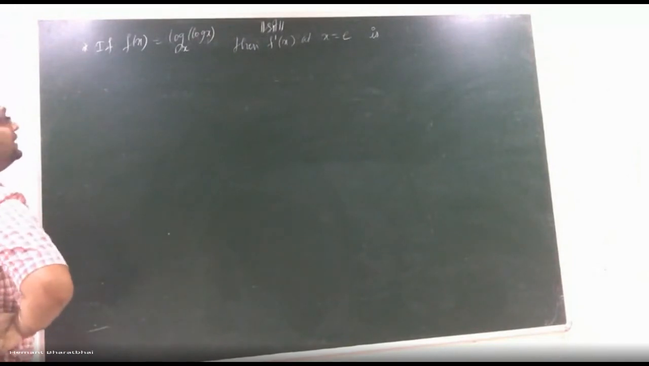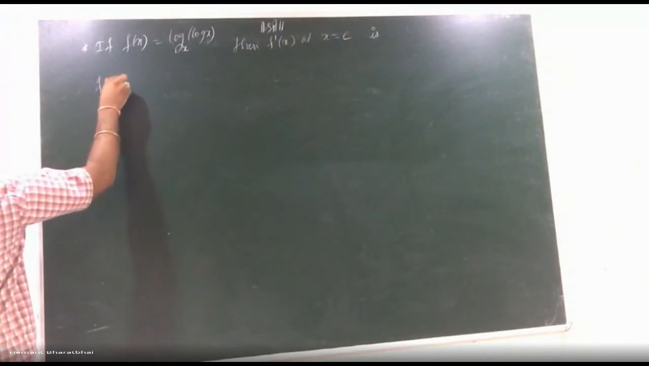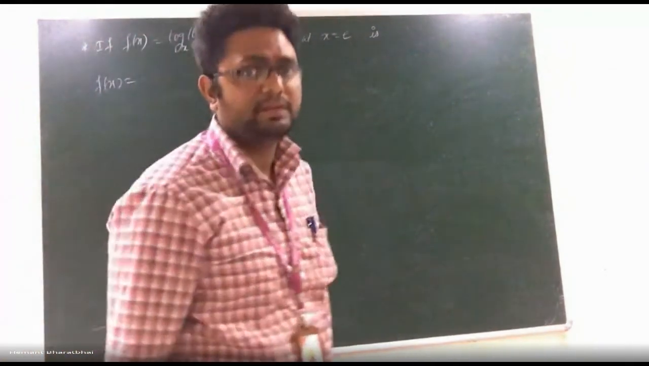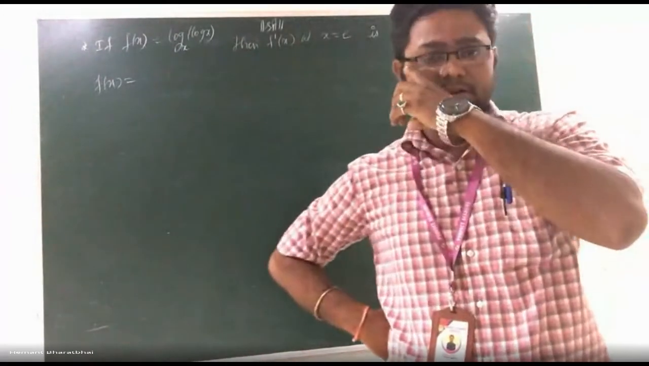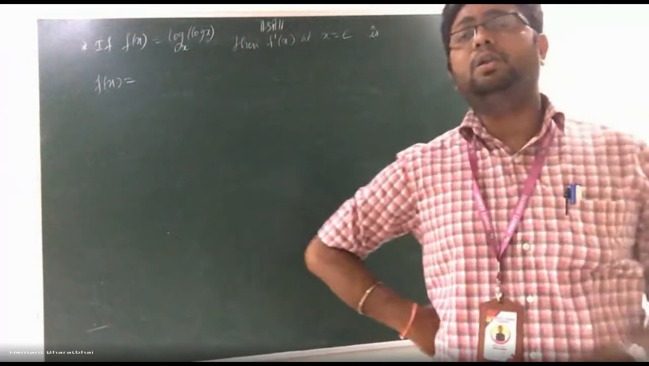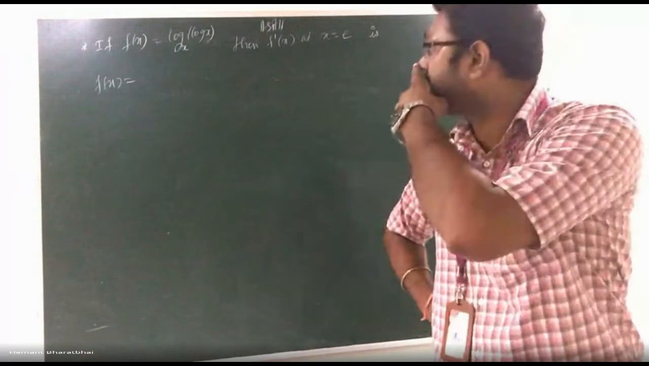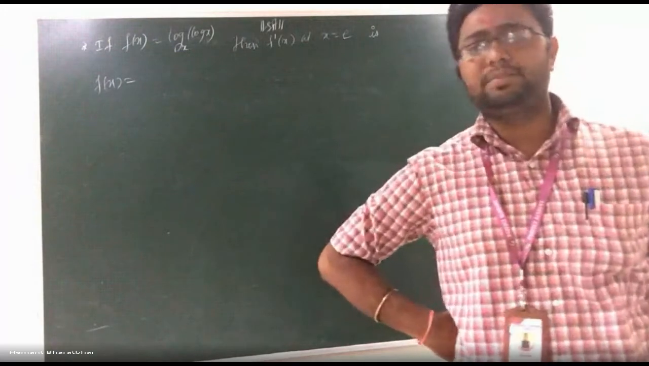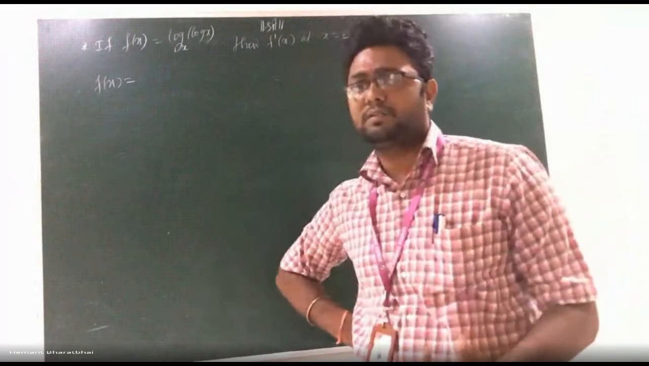So this f of x. Now remember one thing, whatever formula you have in limits, derivatives and integration is only for natural log. What is natural log? Log to the base e. Here we have been given log to the base x. You cannot take the derivative because you don't have the formula for that. The formula is only for log to the base e.